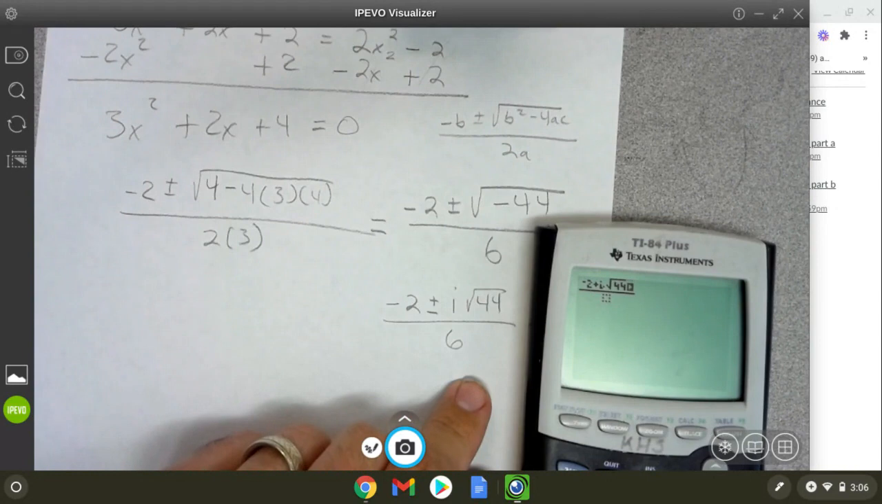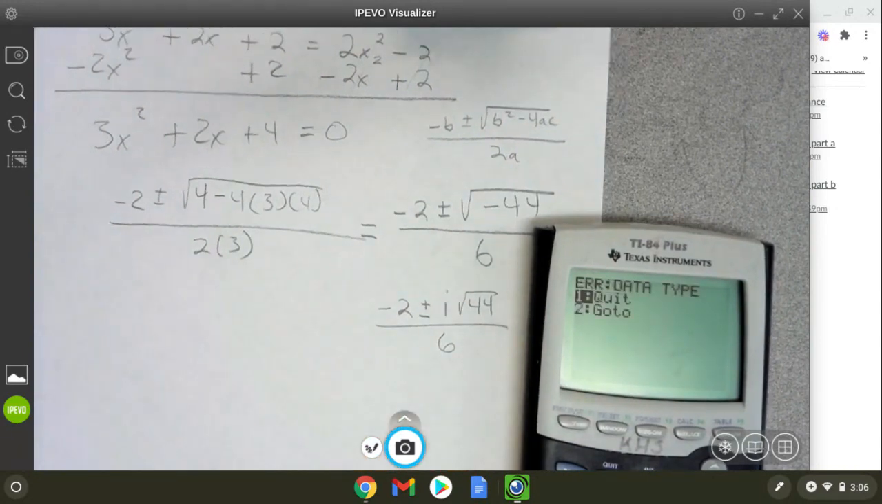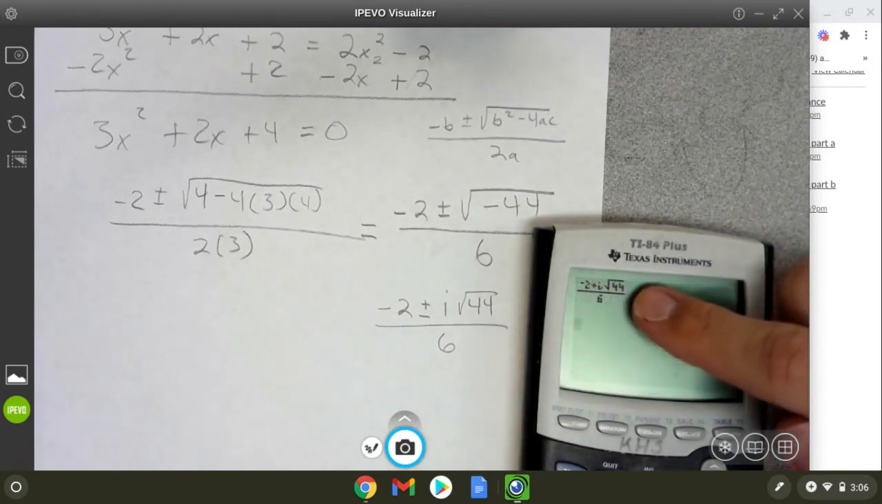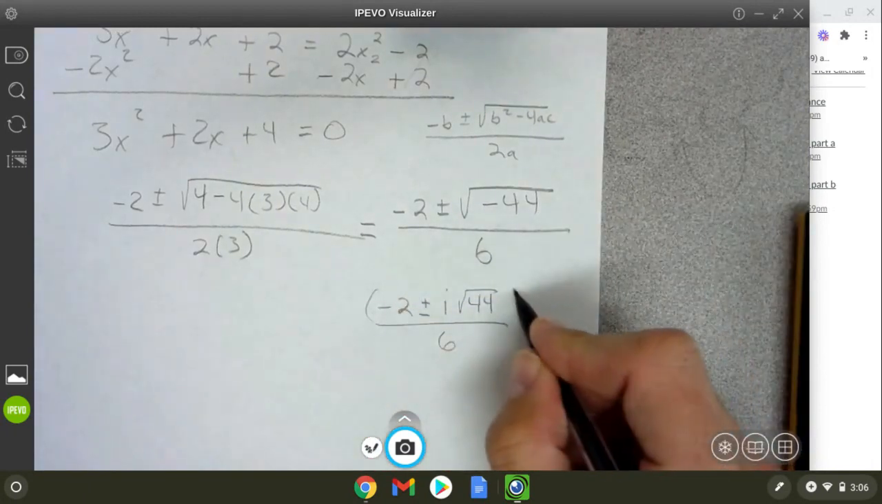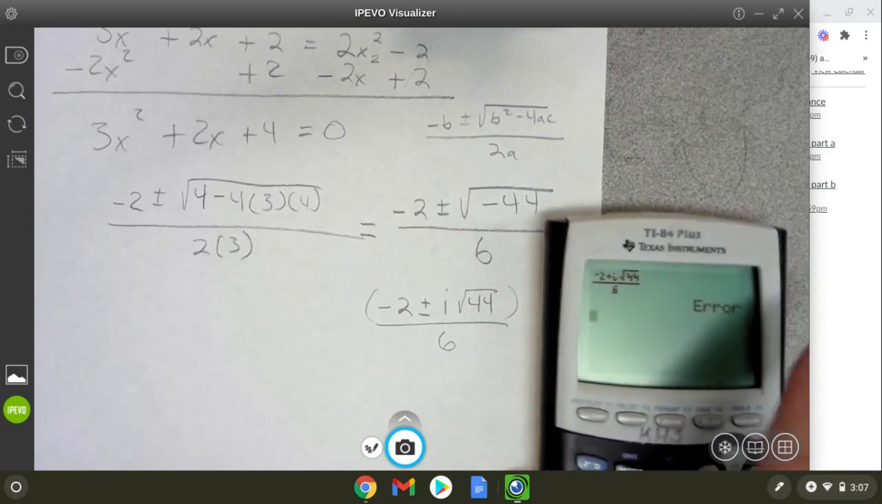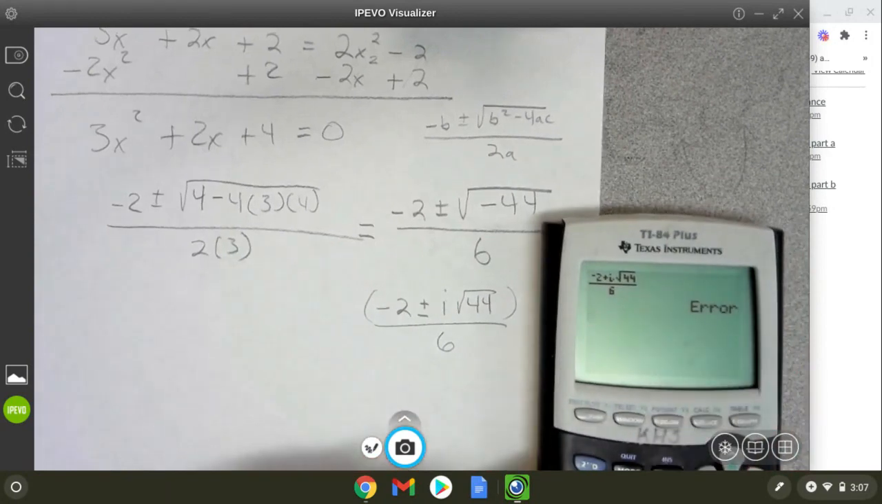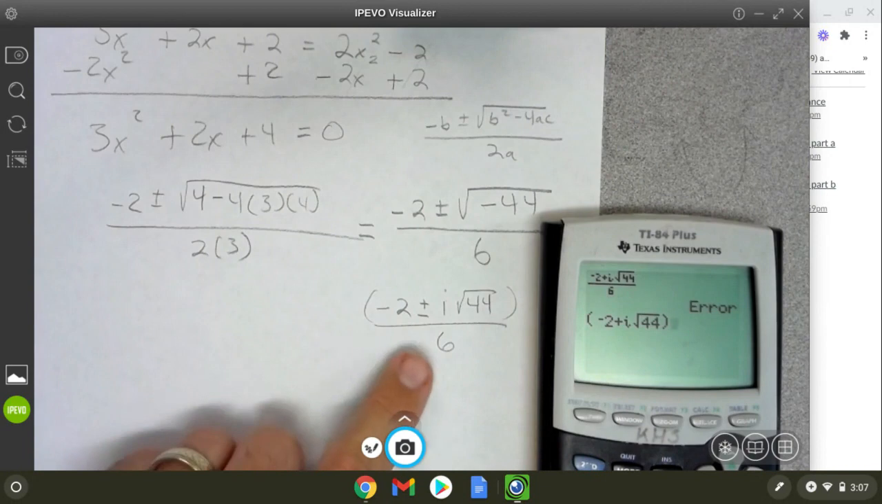Root 44. And this is going to be a problem. You got an error data type. For some reason, the calculators will not take imaginary numbers using the alpha y equal. So instead, we're going to wrap the numerator in parentheses like this and type it in that way. So we're going to do parentheses negative 2 plus i, that was second in the little decimal button, 44. Close the parentheses and then divided by 6.